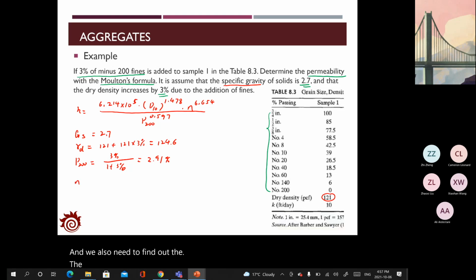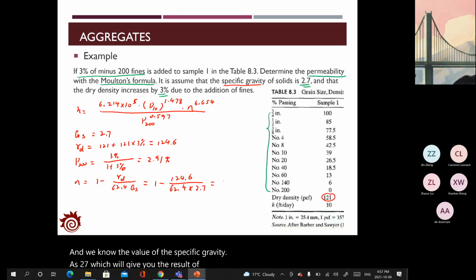We also need to find out the porosity, which is n equal to 1 minus the dry density divided by 62.4 Gs. We have the dry density as 124.6 and we know the specific gravity is 2.7, which will give you the porosity n equal to 0.260. So we have all the variables we need for this equation.